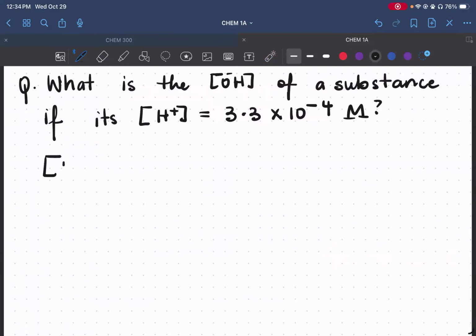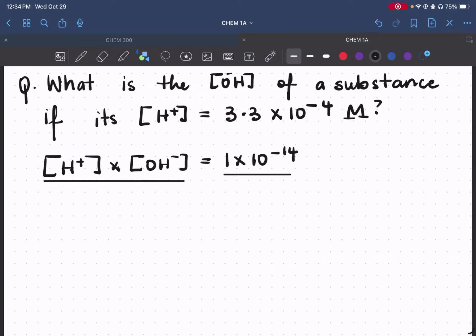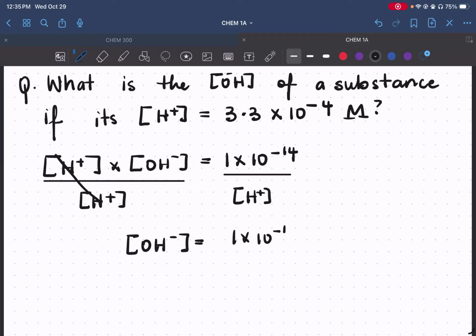So we simply use that formula. H plus times the OH concentration is equal to 1 times 10 to the negative 14. To get OH alone, we will divide both sides by H plus, which when canceled out, we can again write as OH concentration is equal to 1 times 10 to the negative 14 all over 3.3 times 10 to the negative 4.